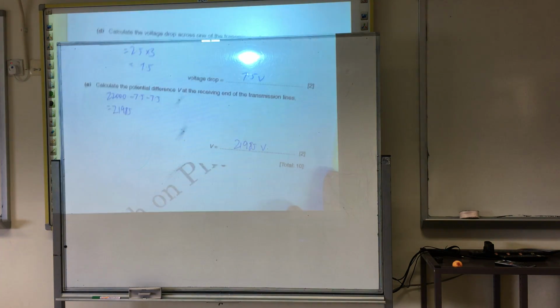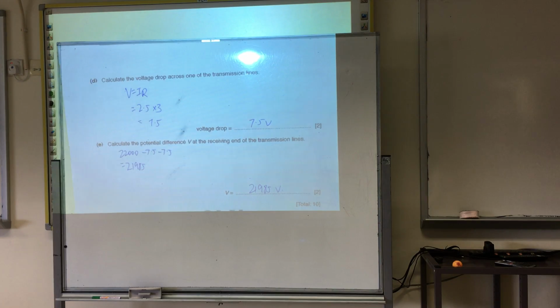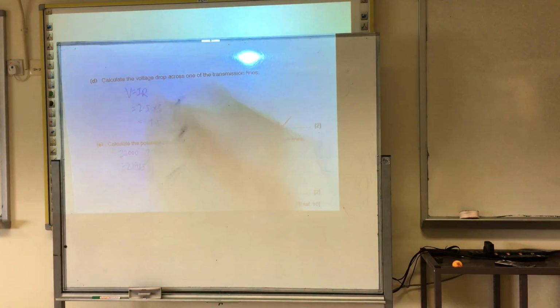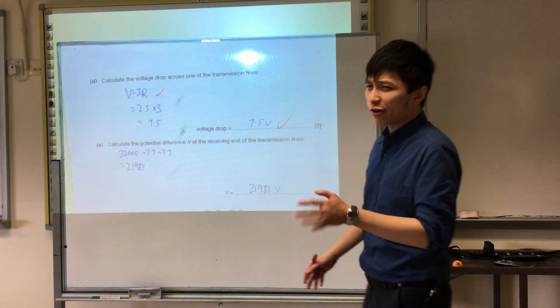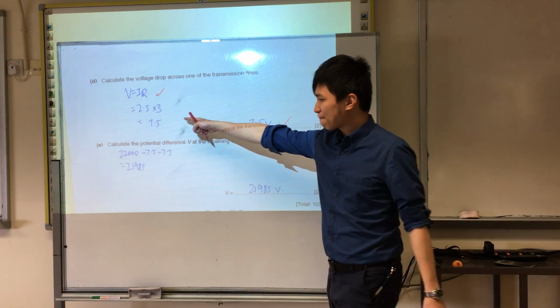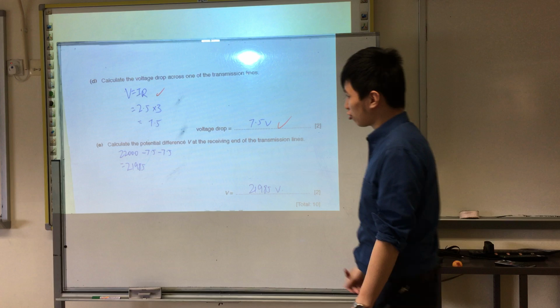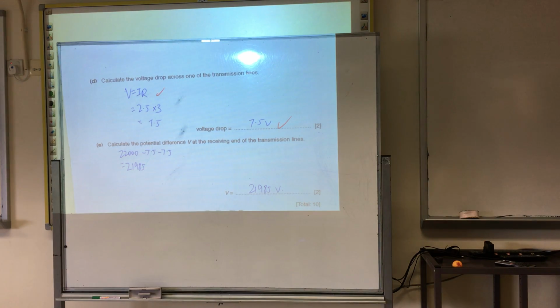Oh, actually there are two more parts. Now calculate the voltage drop of the transmission line. So you could use V equals IR, which is good. And you find out it drops 7.5. But this is not realistic because the resistance is too low. I don't think it could be that low.